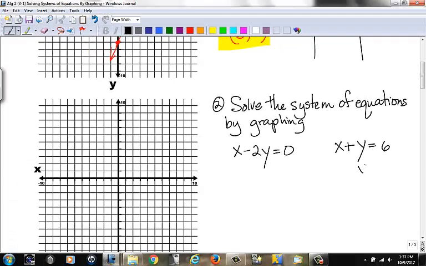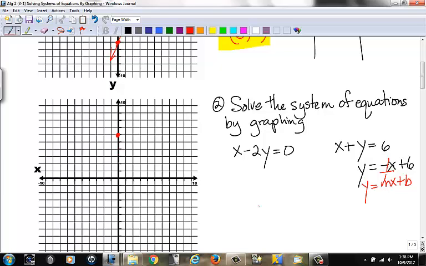So on this one, I can get y by itself. y equals, subtract x, I'd have negative x plus 6, and then graph that. It's in the form y equals mx plus b. So it's going to cross at positive 6, so go up 1, 2, 3, 4, 5, 6. And the slope is negative 1. That's like negative 1 over 1. That's rise over run. And this is where some of you made the error.